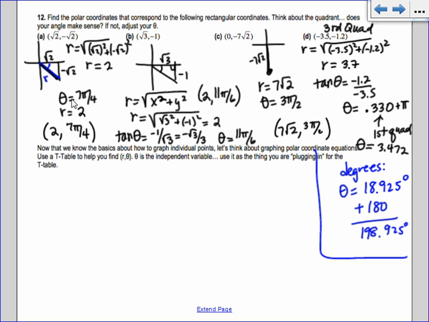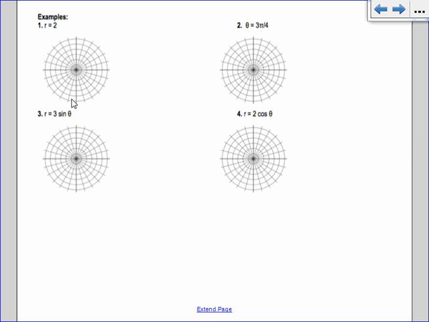All right, so it says now that we know the basics about how to graph individual points, let's think about graphing polar coordinate equations using a t-table. Okay, so if I put this on a non-calculator test, this is how I would ask you to do it. It is kind of time-consuming, so I probably wouldn't put a lot of these, but these first two are pretty basic.